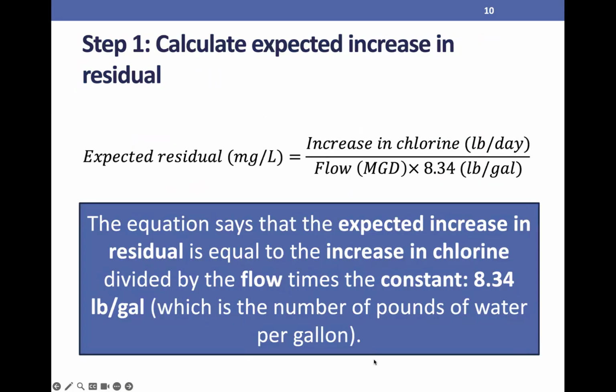The first step in determining whether you have reached breakpoint chlorination is to calculate the expected increase in residual. The expected increase in the residual is equal to the increase in chlorine added during the treatment process in pounds per day, divided by the flow in million gallons per day, times the number of pounds of water per gallon.